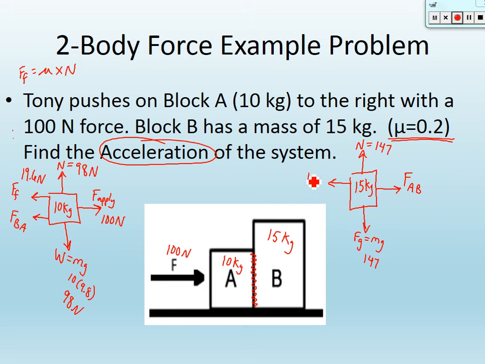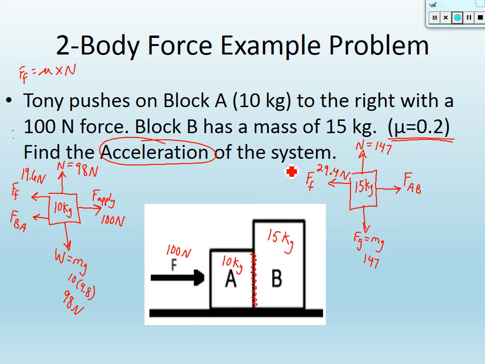Okay, so we know that force of friction opposes motion, and since he's pushing it to the right, force of friction is going to go to the left. Let's solve for it. What's 0.2 times 147? 29.4 newtons. Okay, very good. Is there any other forces that are pointing to the left on block B? There's not, is there? So that's it.